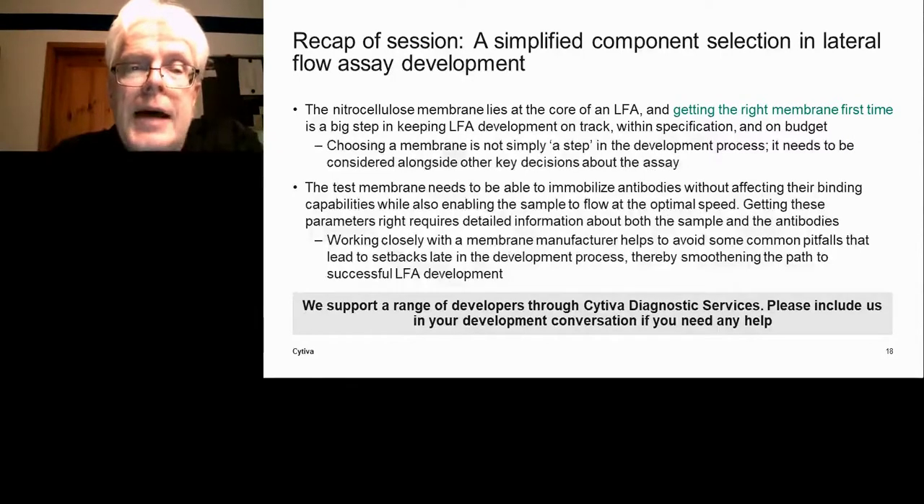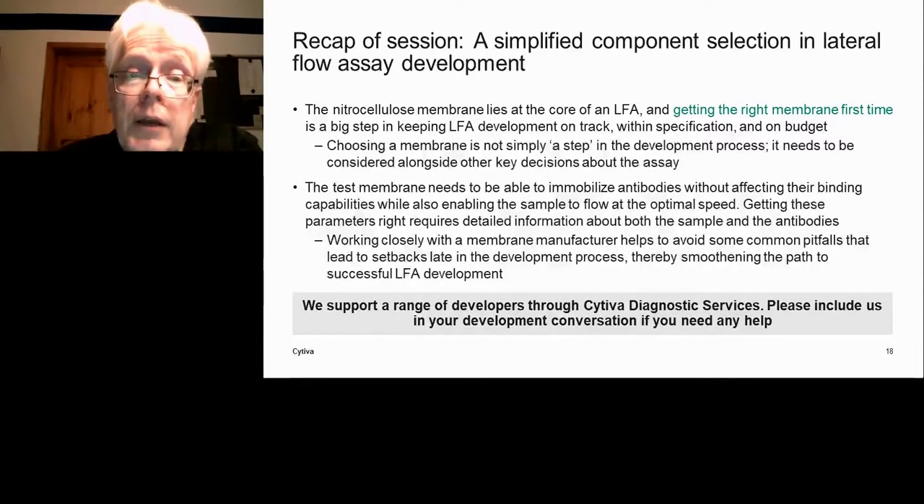So to summarize that, the nitrocellulose membrane is the core of your lateral flow assay because this is where the end user sees the test result. Getting the right membrane first time, or at least as soon as possible, is key in keeping your lateral flow test development on track within specification and on budget.